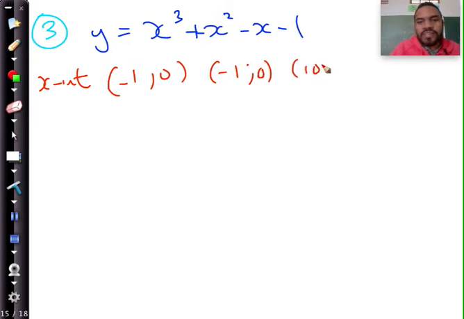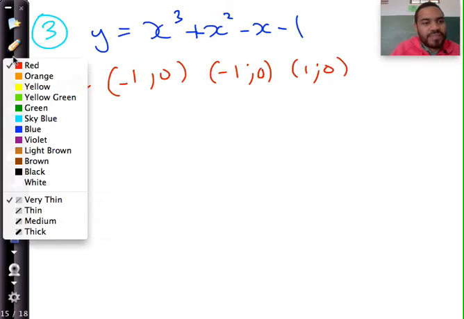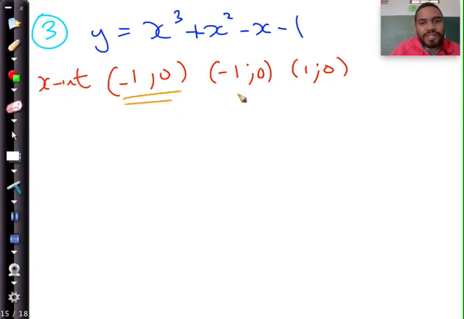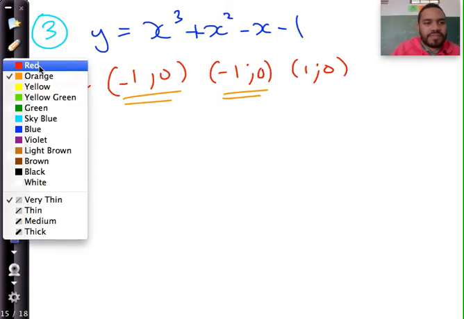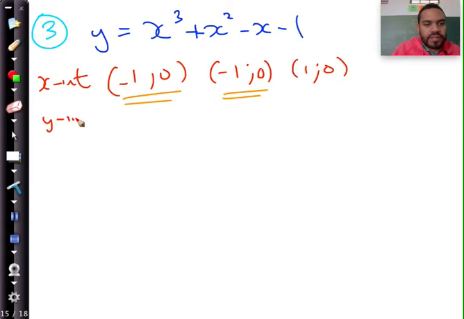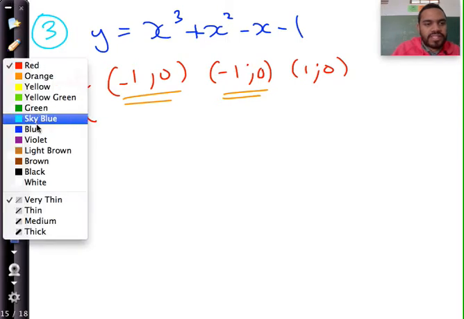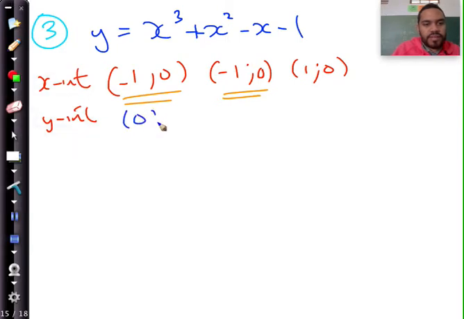Now remember, guys, when something repeats itself like this, then you know that this already must be one of your turning points, because it's like crossing the x-axis, turning around again. Okay, what's the y-intercept? The y-intercept is 0 and negative 1. 0 on the x and negative 1 on the y.